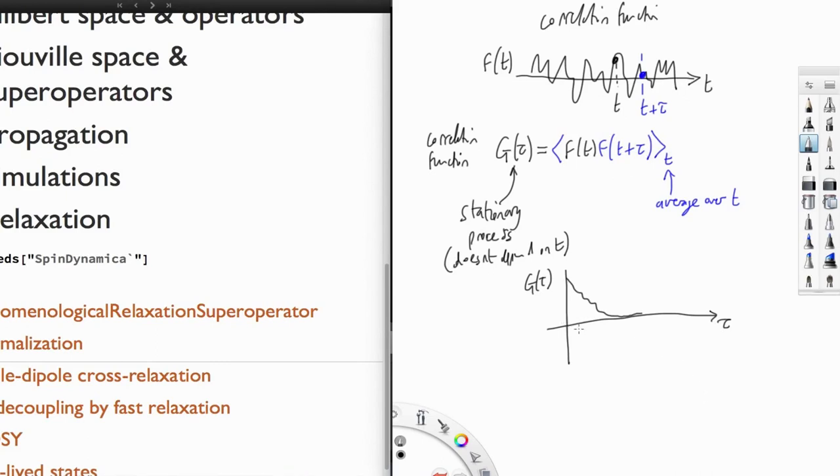Because when the interval between the two time points is small, the two time points will always be similar. But you can imagine maybe, so this delay tau here, if we imagine our fluctuating process here, but we always take two time points which are very close together in time, then there's not enough time for the process to, say, change sign between the time points.